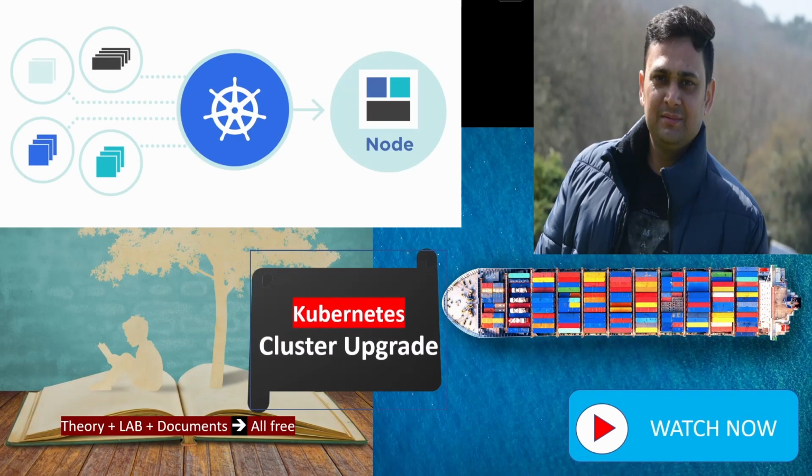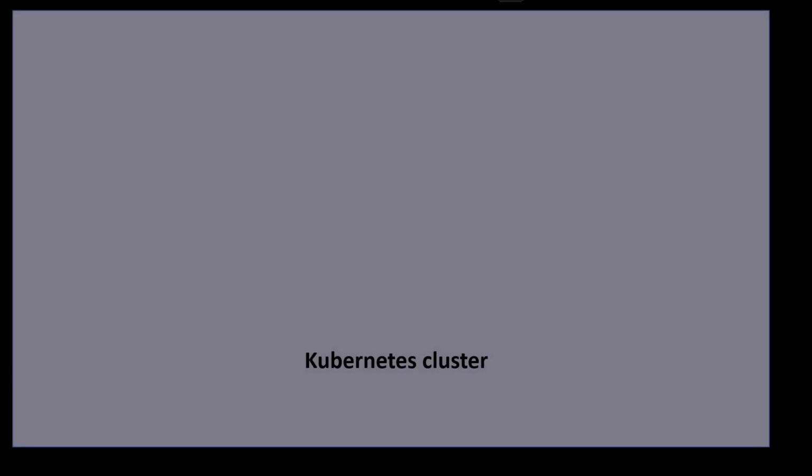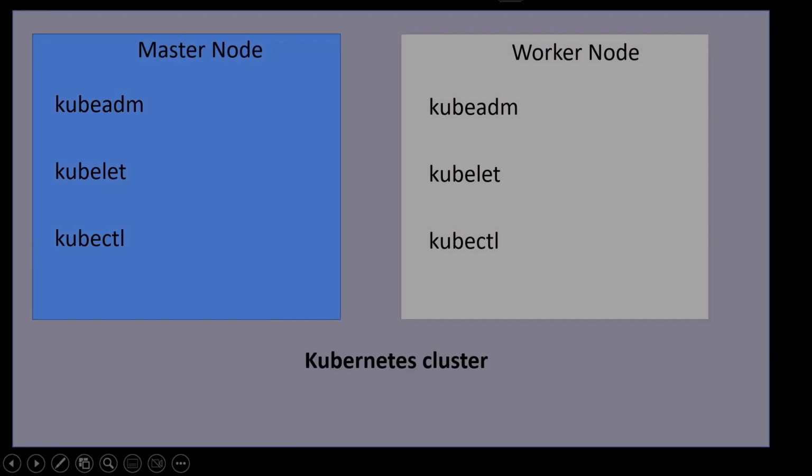In this video, I will show you how we can upgrade our Kubernetes cluster. When we talk about upgrading a Kubernetes cluster, it does not mean upgrading the operating system. In a Kubernetes cluster, we need to upgrade Kubernetes core components such as kubeadm, kubelet, and kubectl. These components are on master nodes as well as on worker nodes. The rule of thumb is to start the upgrade with the master node, which means the control plane.